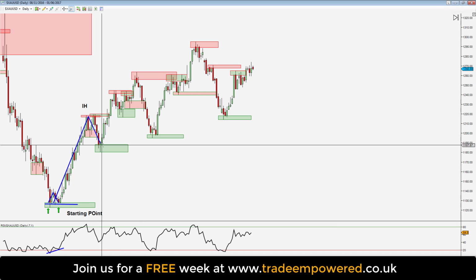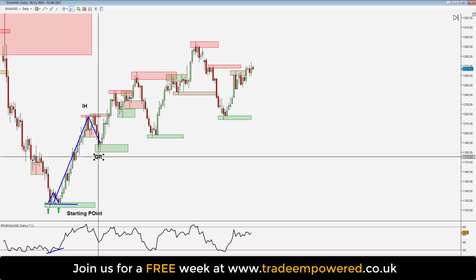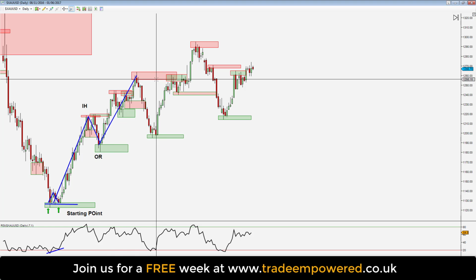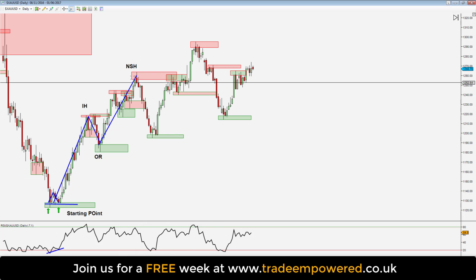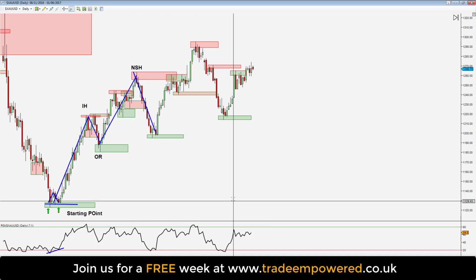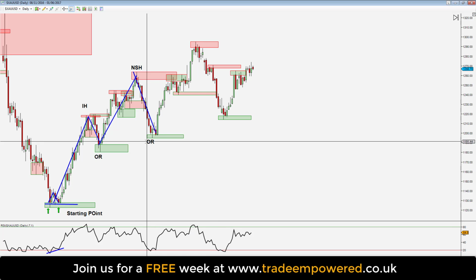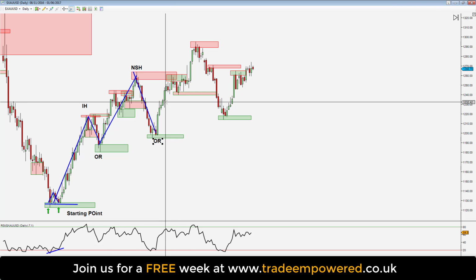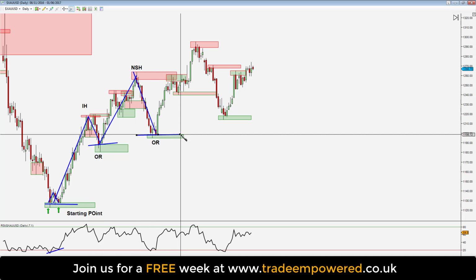Okay, we then have a pullback, which we refer to as an outside return. Followed by, we had some consolidation in here, but we had a new structure high. Okay, so new structure high. We then follow that up with a new outside return, and remember the outside return is valid until it breaks and closes below the previous outside return, in which case we may see a rotation or reversal. All right, so we can see we're putting in higher lows.